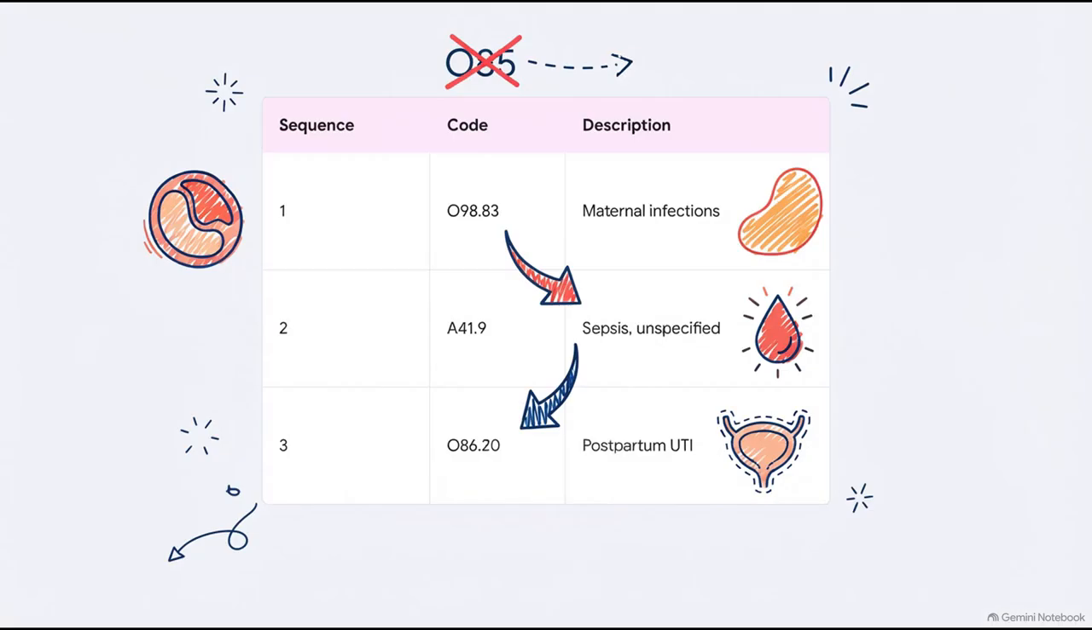To resolve this without breaking that excludes one rule, we just completely bypass O85. Instead, here's what we do. We sequence O98.83 first for the maternal infectious disease, then we drop in A41.9 for the unspecified systemic sepsis, and finally O86.20. Boom. This sequence elegantly and accurately captures both the systemic impact and the localized urinary infection focus.